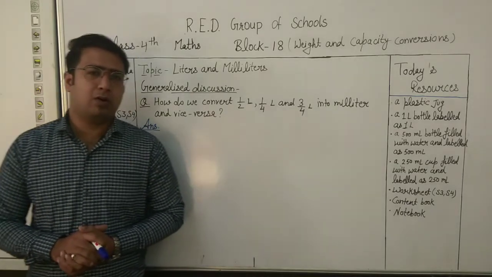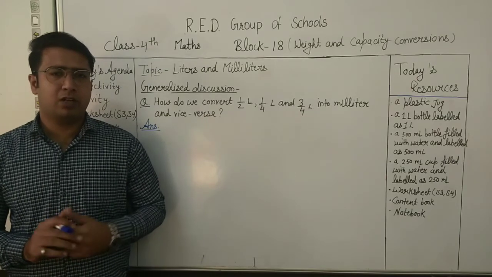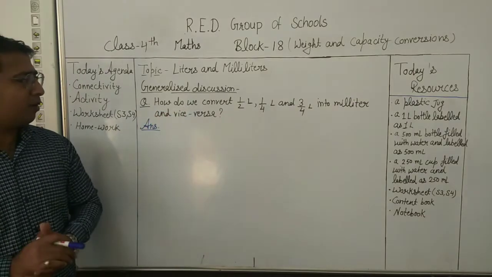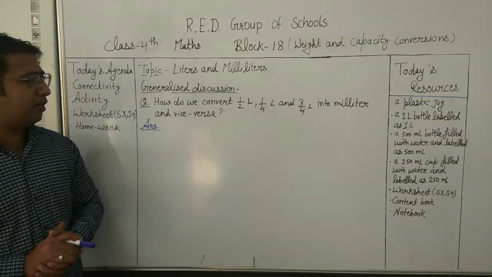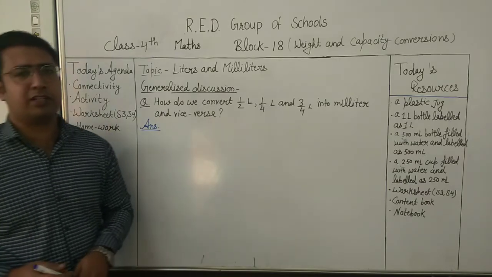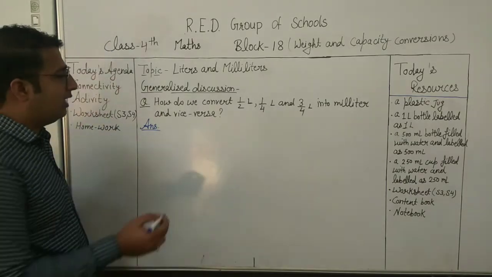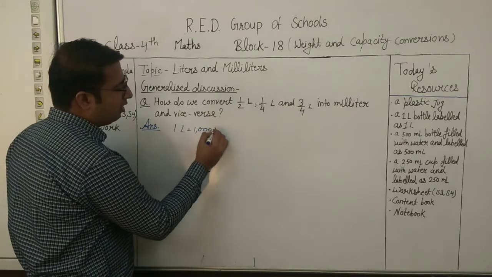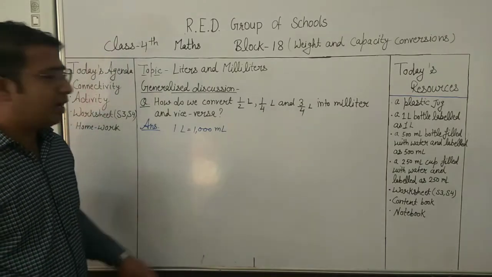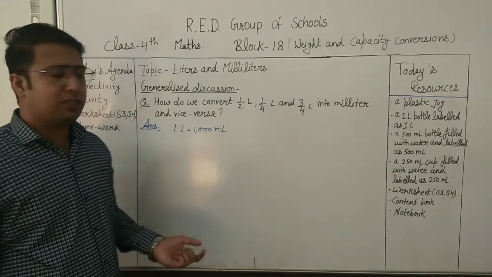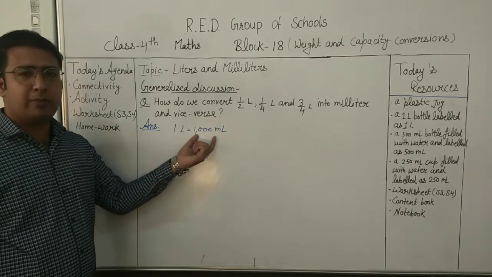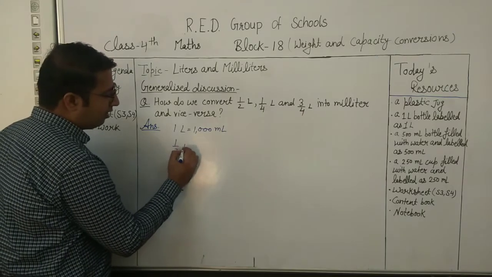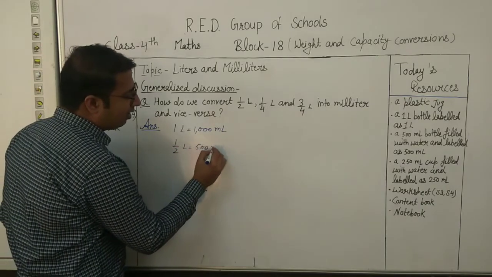Now I hope you have told your answer to your parents. So I am discussing my answer. The question was how do we convert 1 by 2 liter, 1 by 4 liter and 3 by 4 liter into milliliter and vice versa. As we know the relationship between liter and milliliter, we can write that 1 liter is equal to 1000 milliliter. As we want to find 1 by 2 liter, we divide 1000 milliliter by 2. So 1 by 2 liter is equal to 500 milliliter.